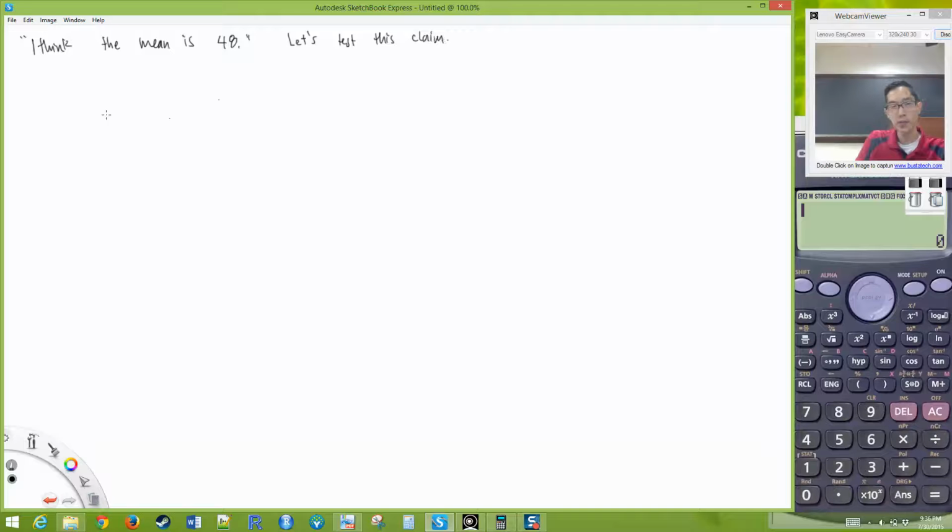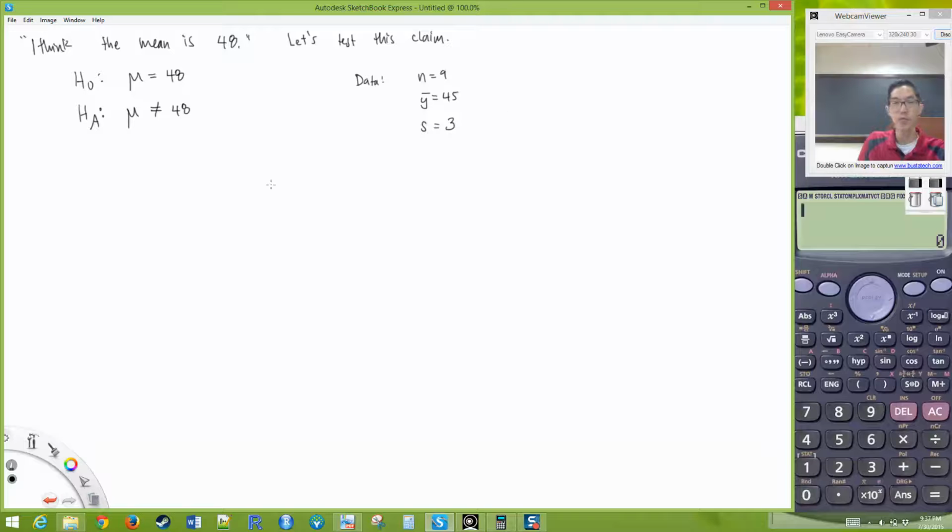So we set up a pair of hypotheses. Our null hypothesis in this case is that mu equals 48, we just have to put an equal sign. The alternative will be that mu is not 48. We take a look at our data, and I'm going to use the data that we had earlier. N is 9, y bar is 45, and the standard deviation is 3.